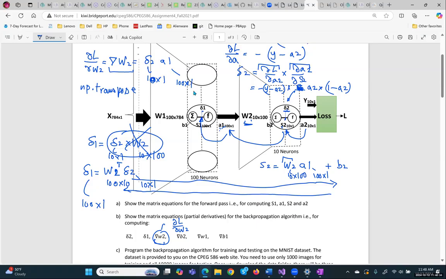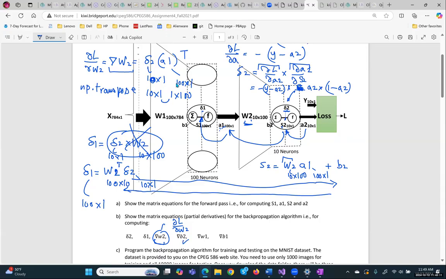I want the answer to be 10 by 100. Exactly. See, if I did the transpose over here, then you can see this will be 10 by 1. And transpose will make it 1 by 100. So now from the matrix point of view, this is satisfied, and the answer will be 10 by 100. Okay, so hopefully you know how to compute delta W2.